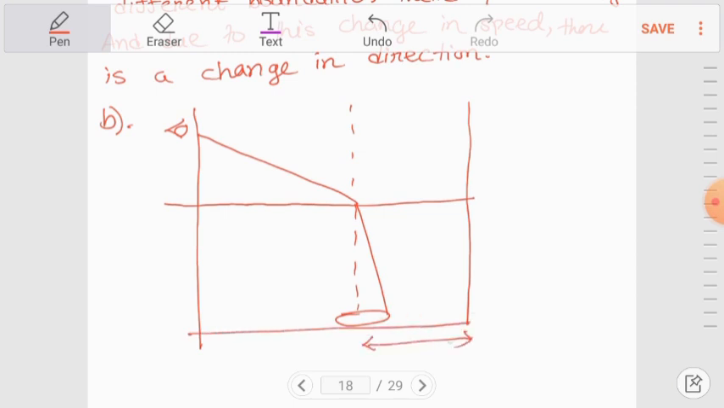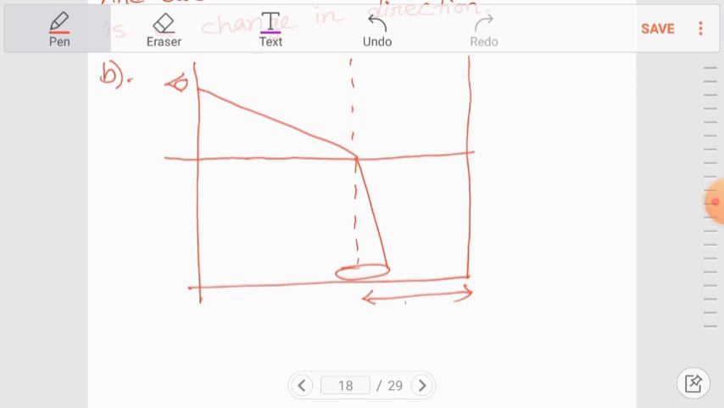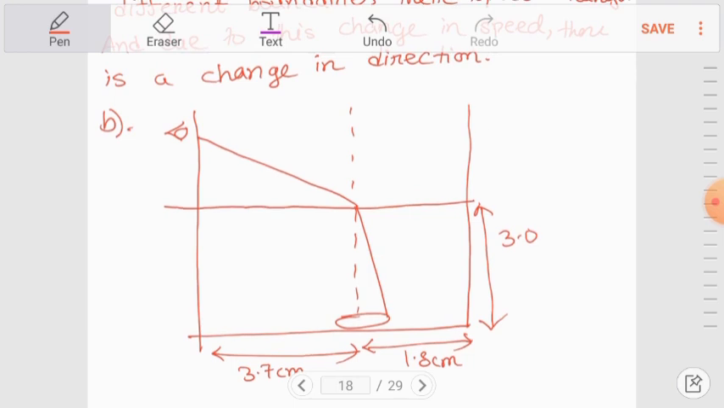This length was given as 1.8 centimeters, and this length was given as 3.7 centimeters. This length was given as 3 centimeters, and this length was given to be 4.0 centimeters. So we need to find the value for this angle and this angle. At first, this is the angle of incidence, and we need to find its value.